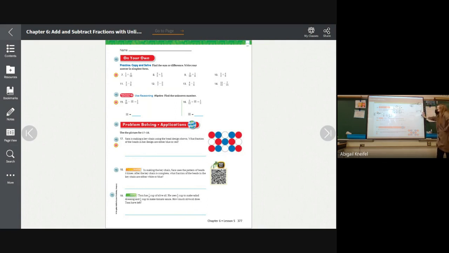9 times 1 is 9. How many times do I have to multiply 9 to get to 18? 2. 2 times 4 is 8. 9 plus 8 is 17 over 18. That is as low as it can go.